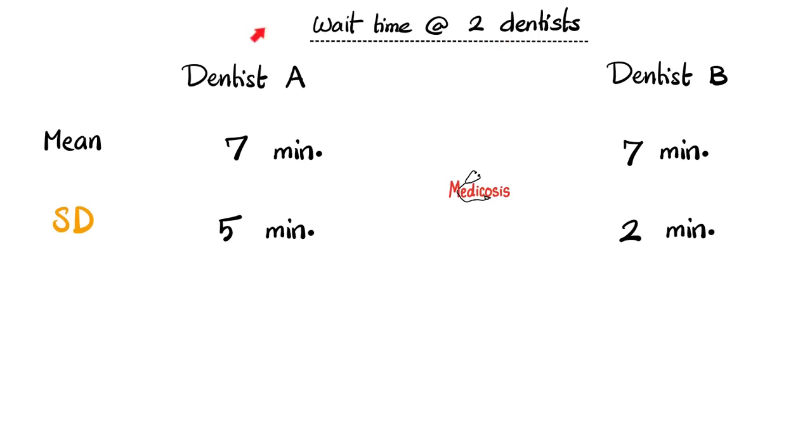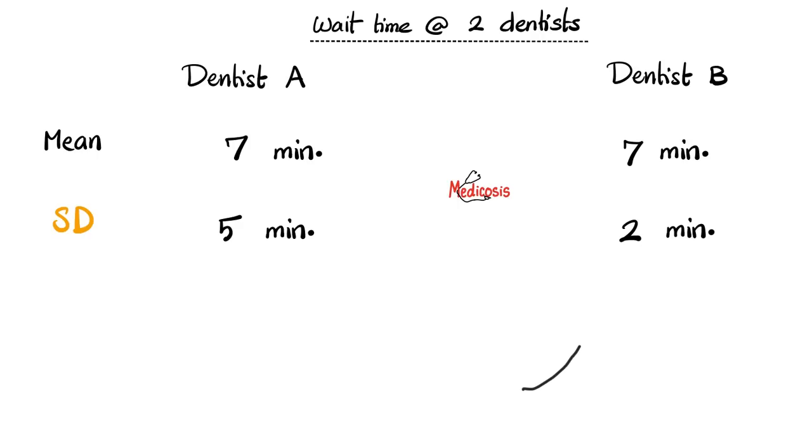Let's make it more concrete. Suppose that we are comparing between two dentists. We found that the mean or the average waiting time for patients at dentist A is about 7 minutes and the standard deviation is 5. At the office of dentist B, the mean is 7, the same mean, but the standard deviation is 2.